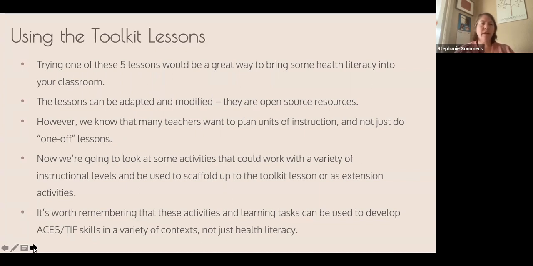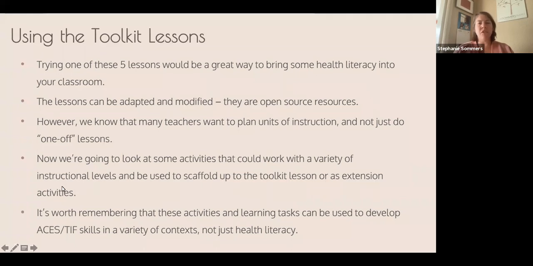And if you were going to try using the toolkit lessons, how could they maybe be useful for you? Well, you could try one of these lessons, and it would be a great way to dip your toe in the water with getting started with health literacy. The lessons can be adapted and modified. They are considered open source, and so you could use just pieces of them. You could use them as inspiration, but you can make them yours.